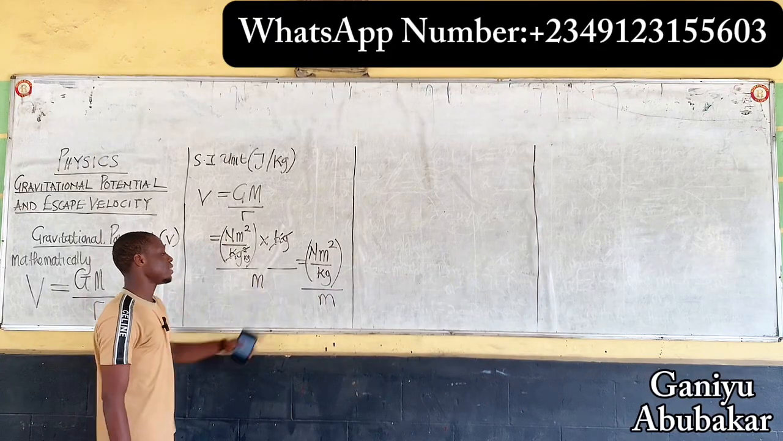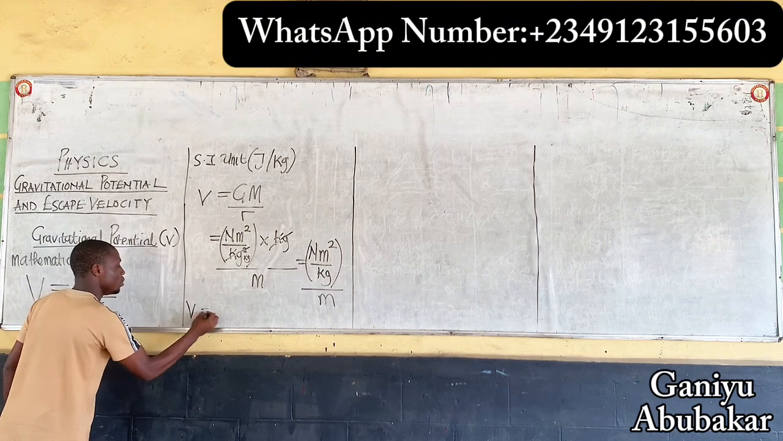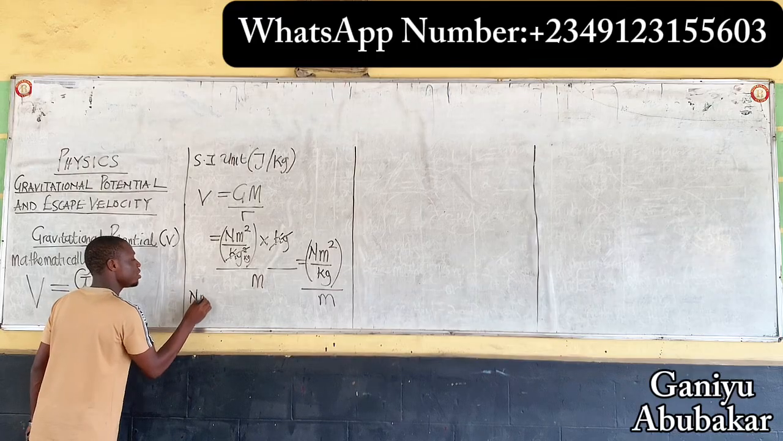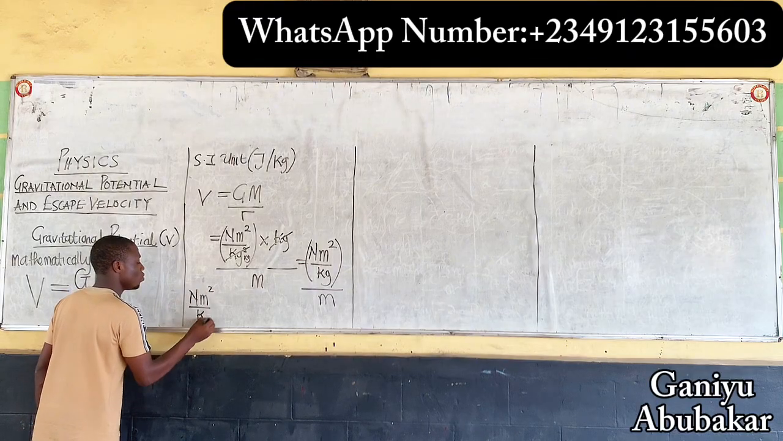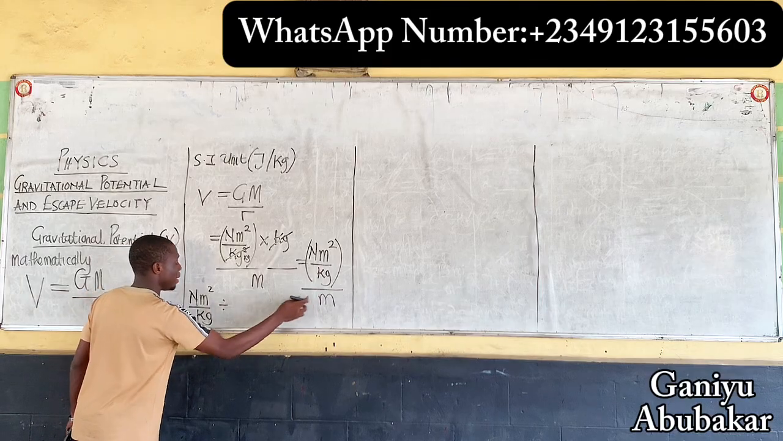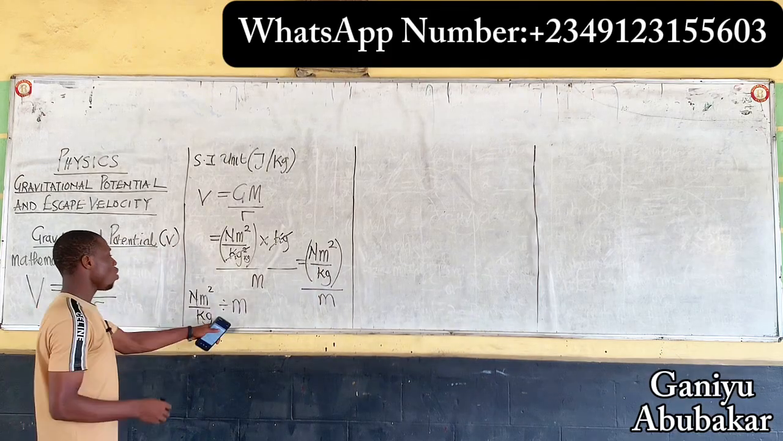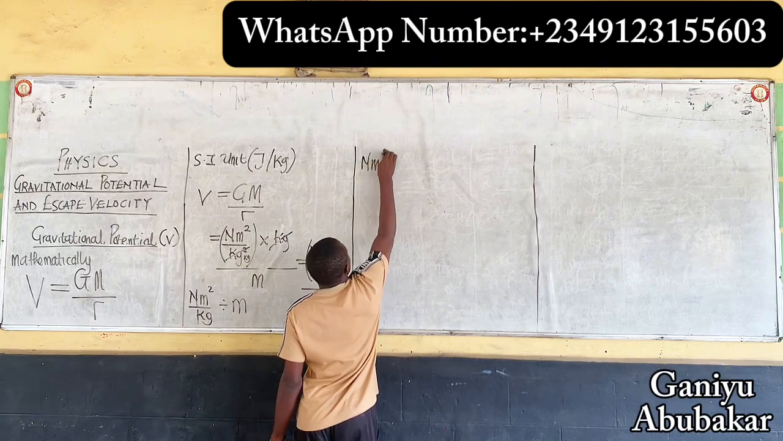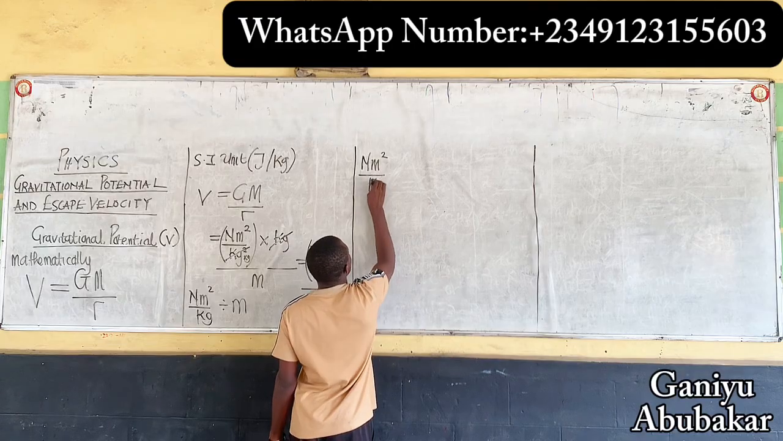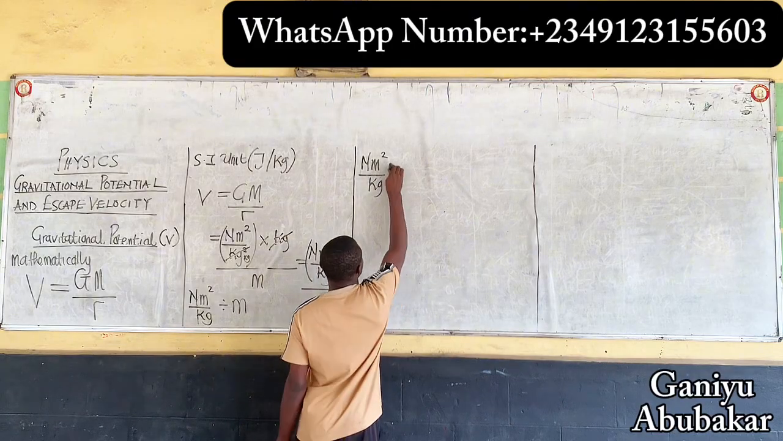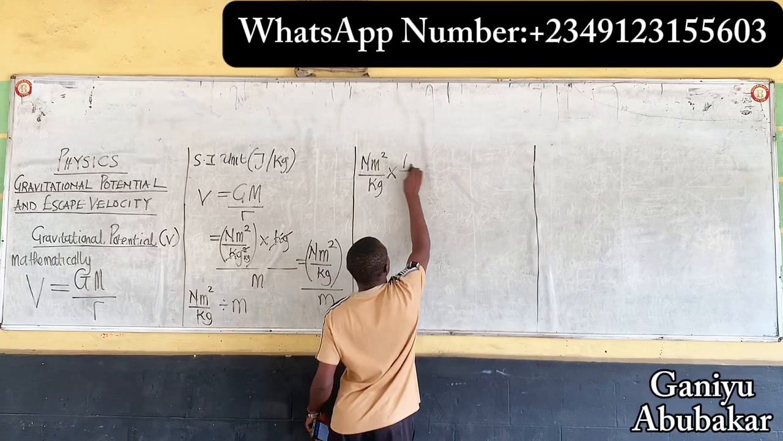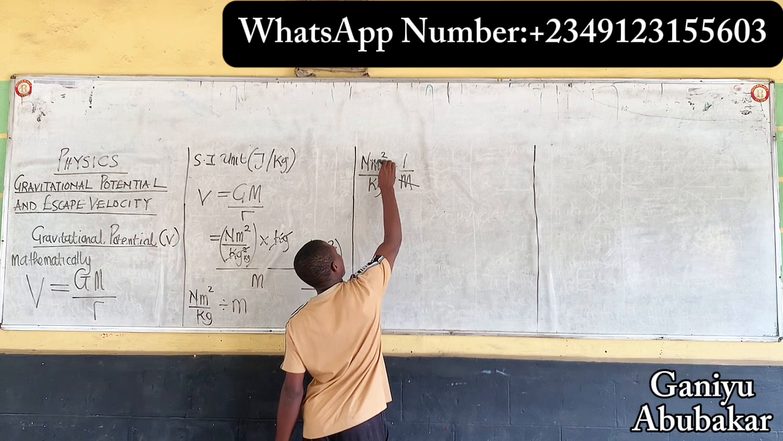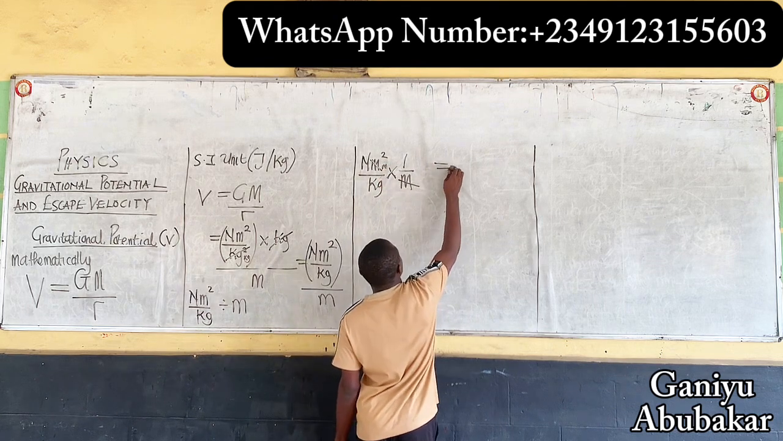I can work this as Newton meter square over kilogram divided by M. Changing the division to multiplication, I invert to get 1 over M. What do you observe? This M will cancel one M here, and I'll have one M left.